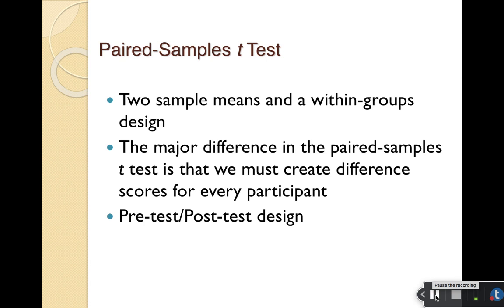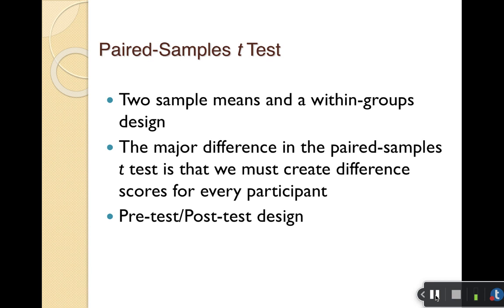Moving on to paired samples t-test. Sometimes you'll see this referred to as dependent samples t-test. The design is very similar here. Again, we're comparing two sample means, but in this case, we're using a within groups design, as opposed to the independent samples, which was between groups. So the major difference with the paired samples is that we must create difference scores for each participant.